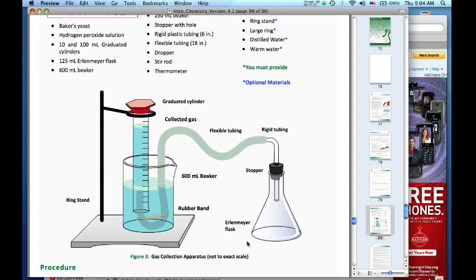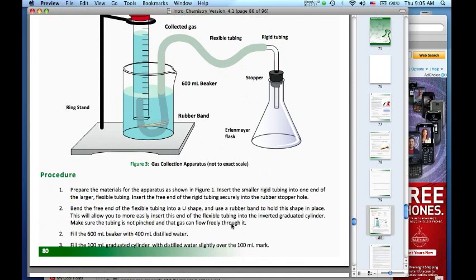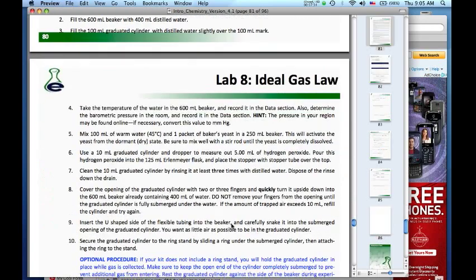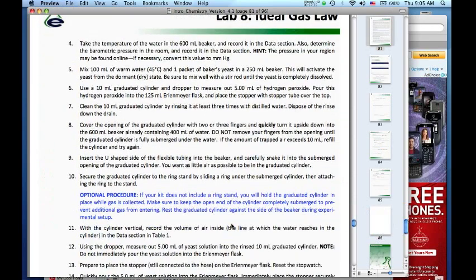I mean, don't put it in ice. You'll be sitting here for 2 hours if you put this in ice. But just warm this up. That'll make things go faster. And so that's pretty much the procedure I just went over.